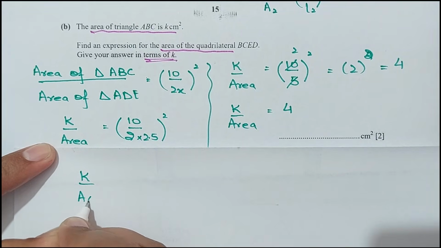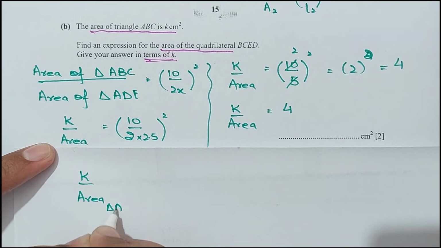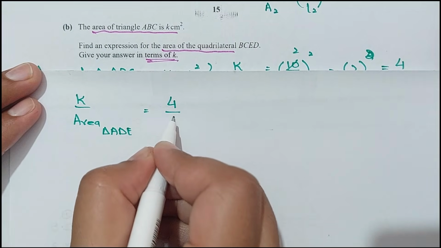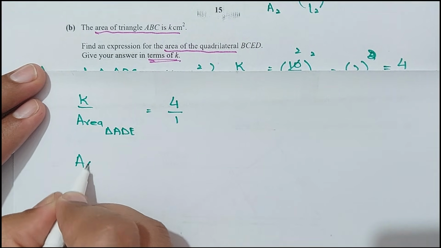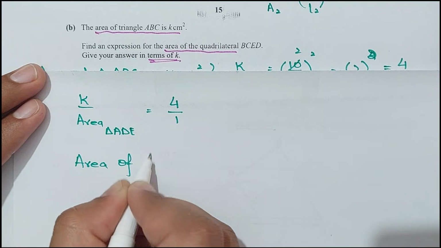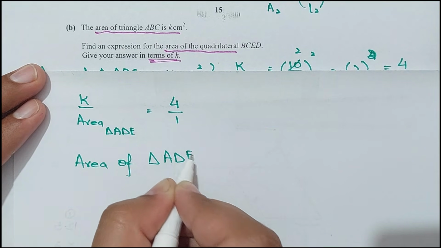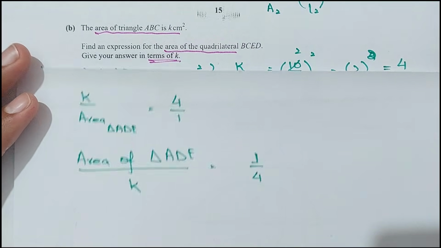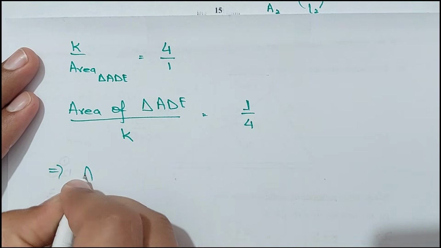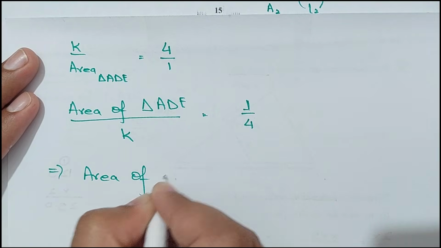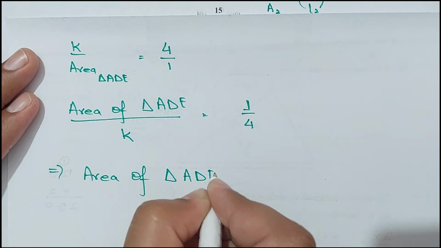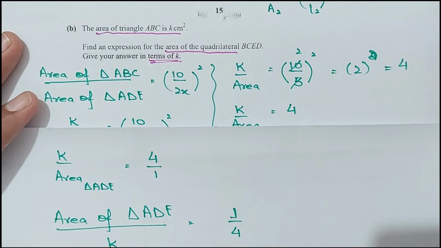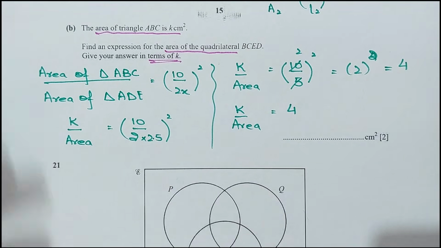k over area of triangle ADE is equal to 4. 4 by 1, we can say, take the reciprocal of both sides, so we can say area of triangle ADE divided by k equals 1 over 4, the reciprocal of both sides. So from here we can say area of triangle ADE is 1 by 4 k. Okay, so we are done with the area of that triangle.